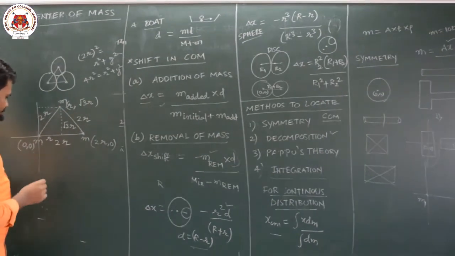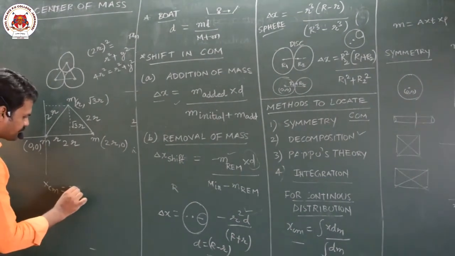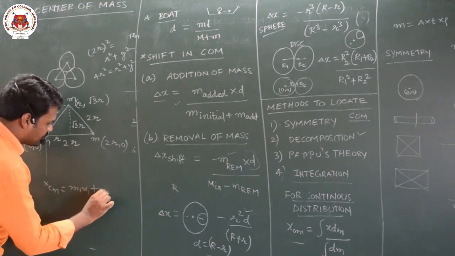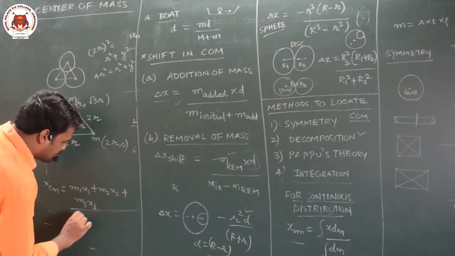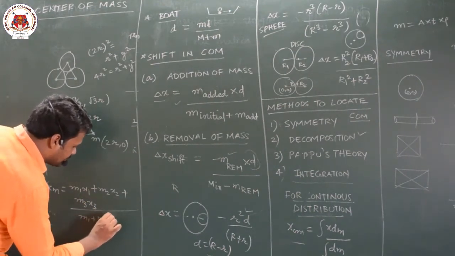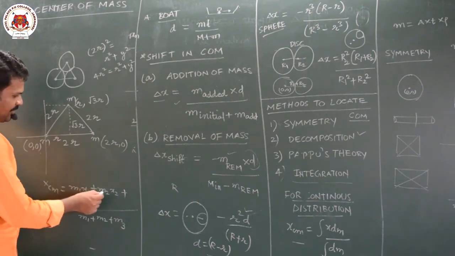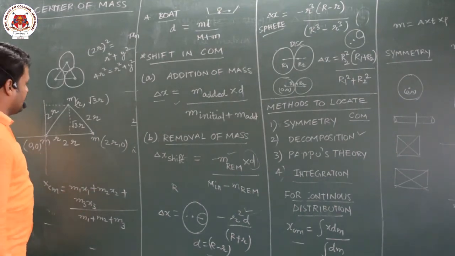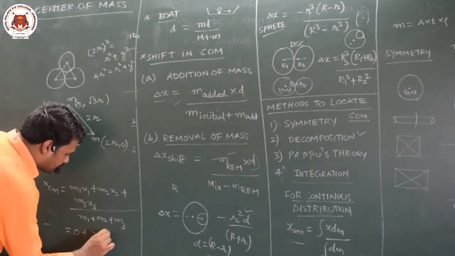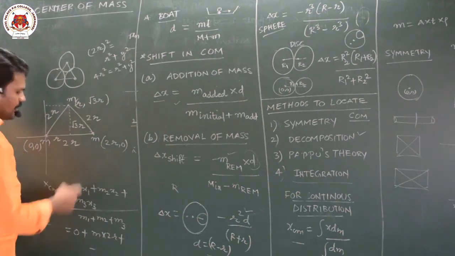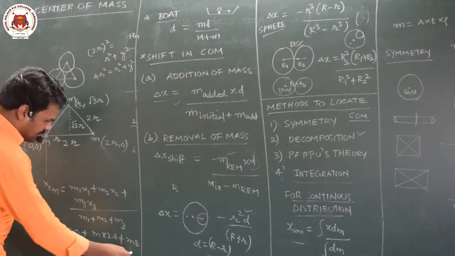Then calculate the center of mass. Center of mass xcm is equal to m1 x1 plus m2 x2 plus m3 x3 by m1 plus m2 plus m3. Like this you can calculate. Now this is m into 0 plus m into 2r plus m into r, divided by 3m.